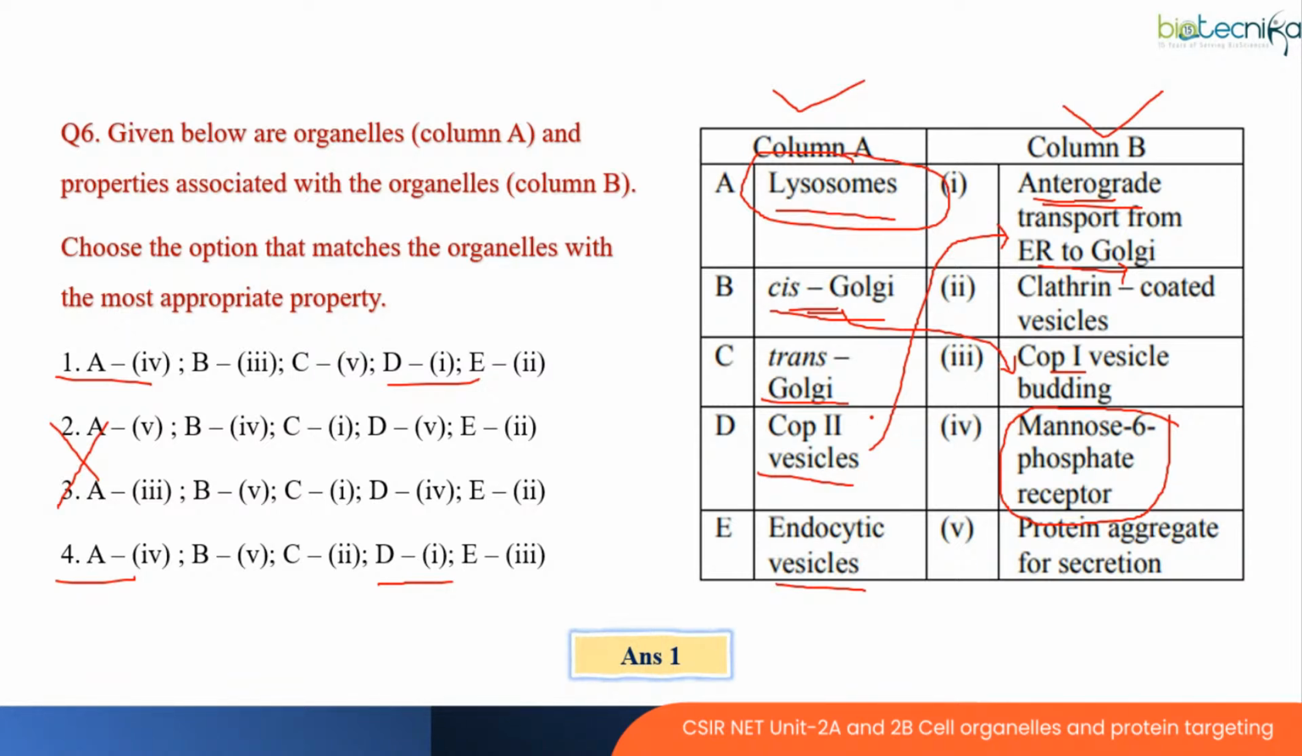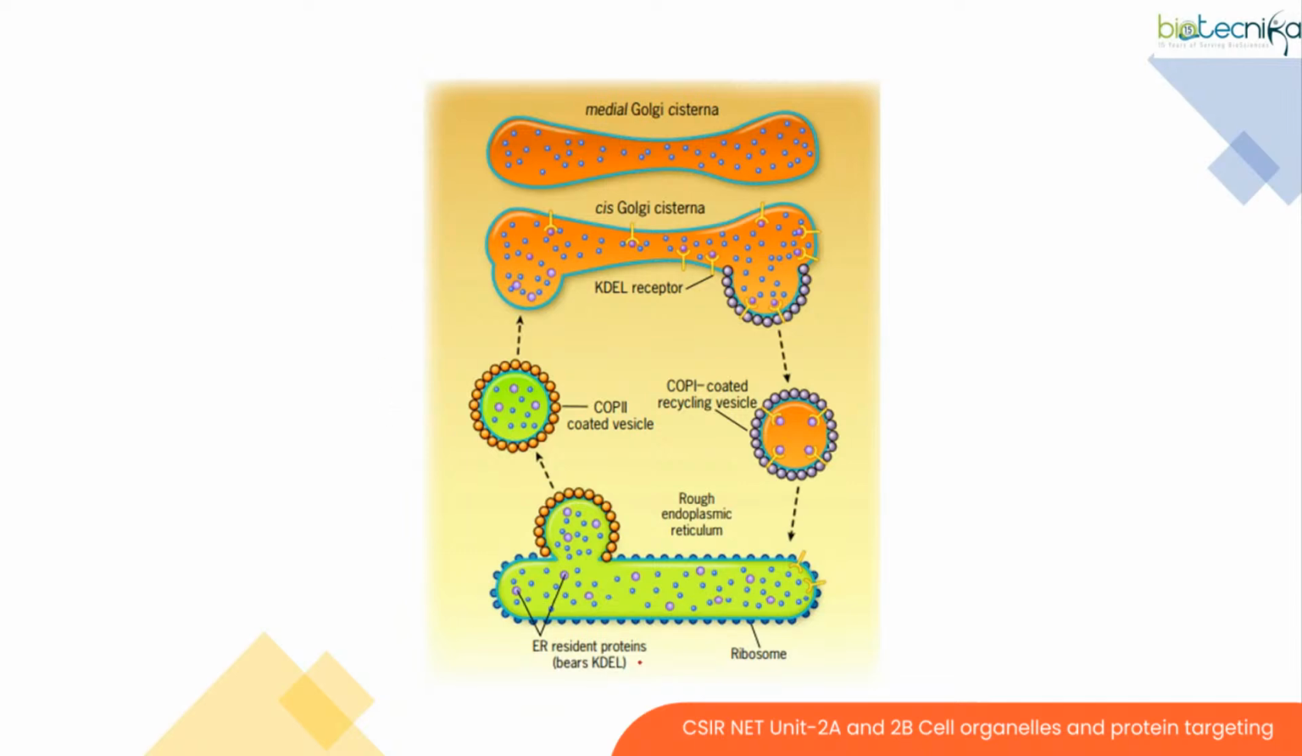Then you have got the trans-Golgi network. Trans-Golgi is something which I already mentioned, they will be secreted out, so protein aggregate for secretion. Then you have got the endocytic vesicle, which is related to the clathrin-coated vesicles. So try to analyze each and every cell organelle with respect to their corresponding functions, whatever is given in the next column.